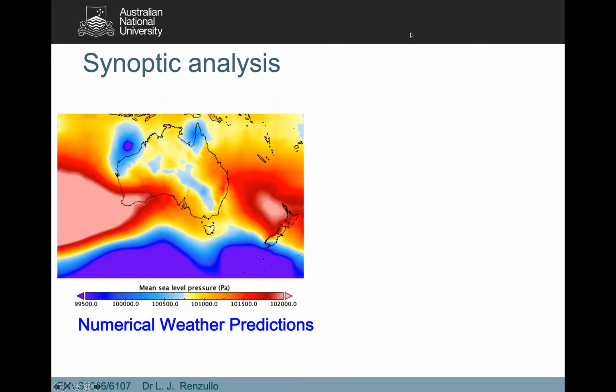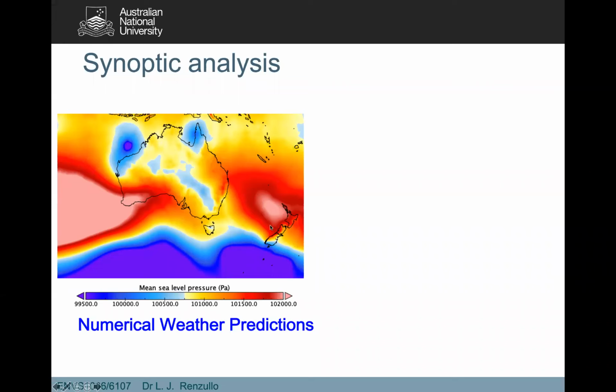So numerical weather prediction gives us the meteorological variables we rely on to make forecasts of the weather. Here is a mean sea level pressure map coming from numerical weather prediction. In this case, it's from Australia's Bureau of Meteorology's weather forecast system called ACCESS. So here's a mean sea level pressure from ACCESS for a given time. In reds, we have the highs, in blues, we have the lows.